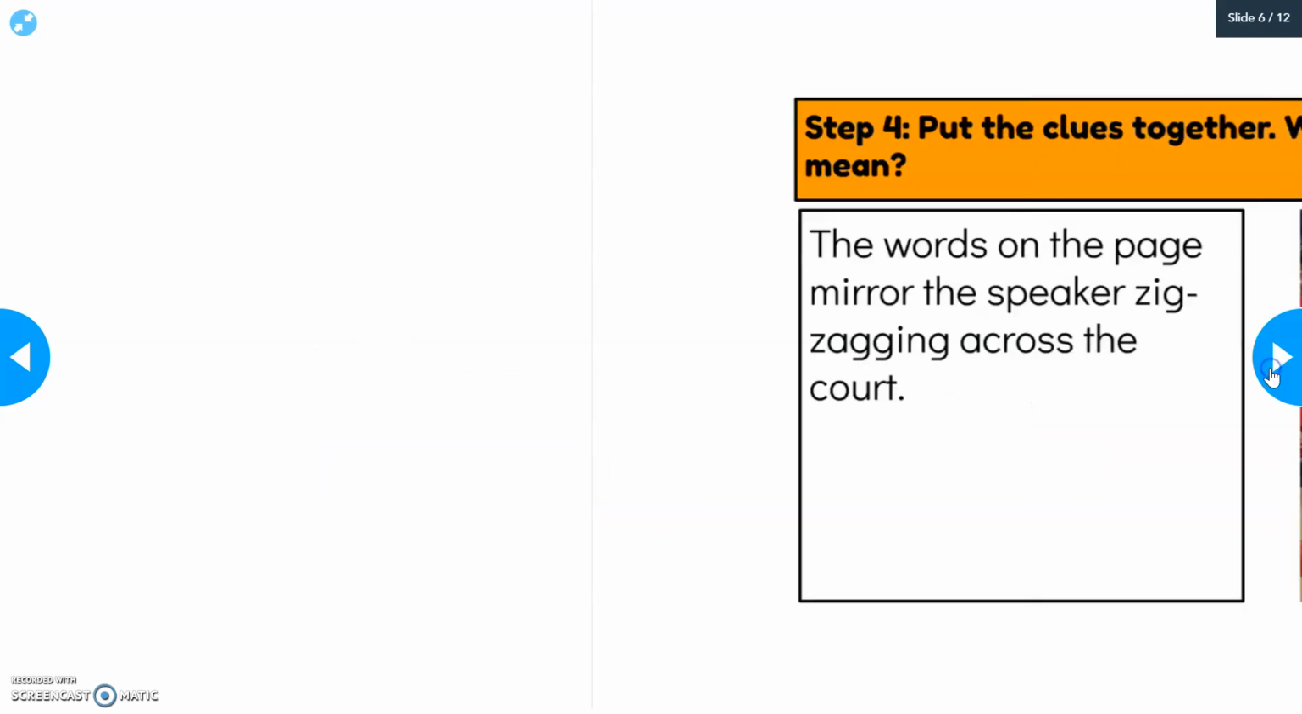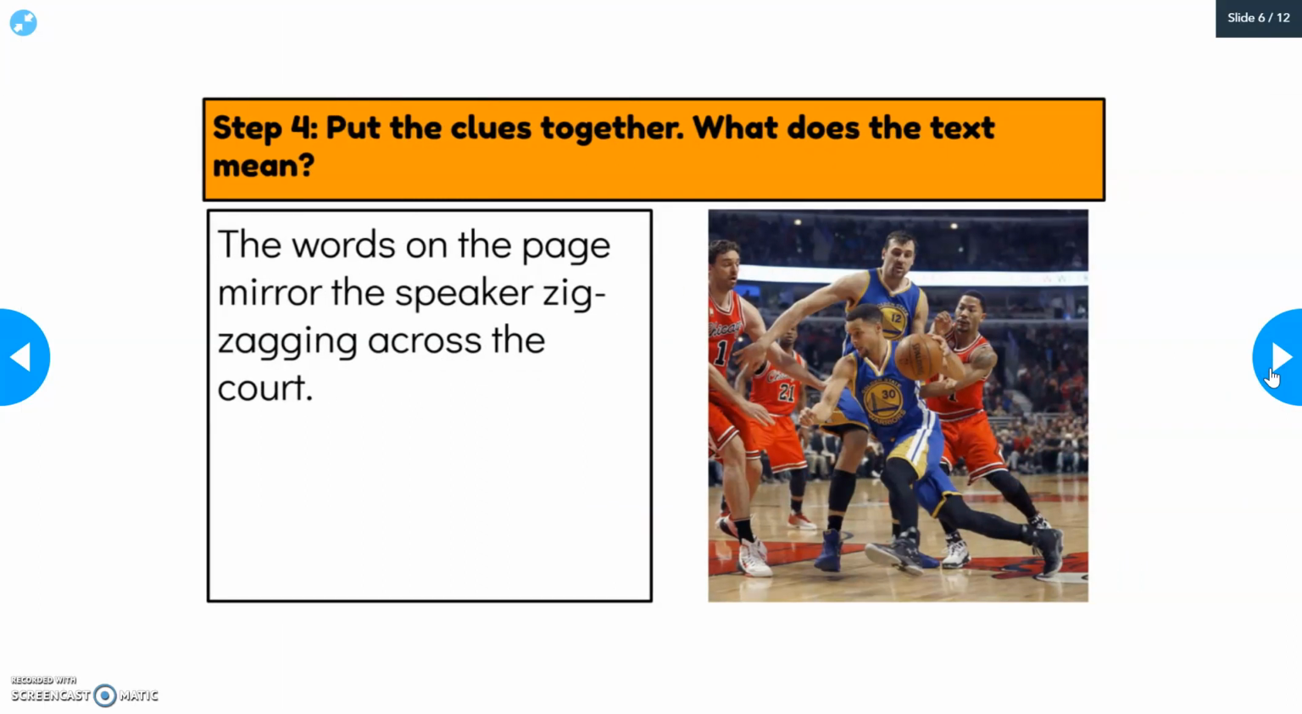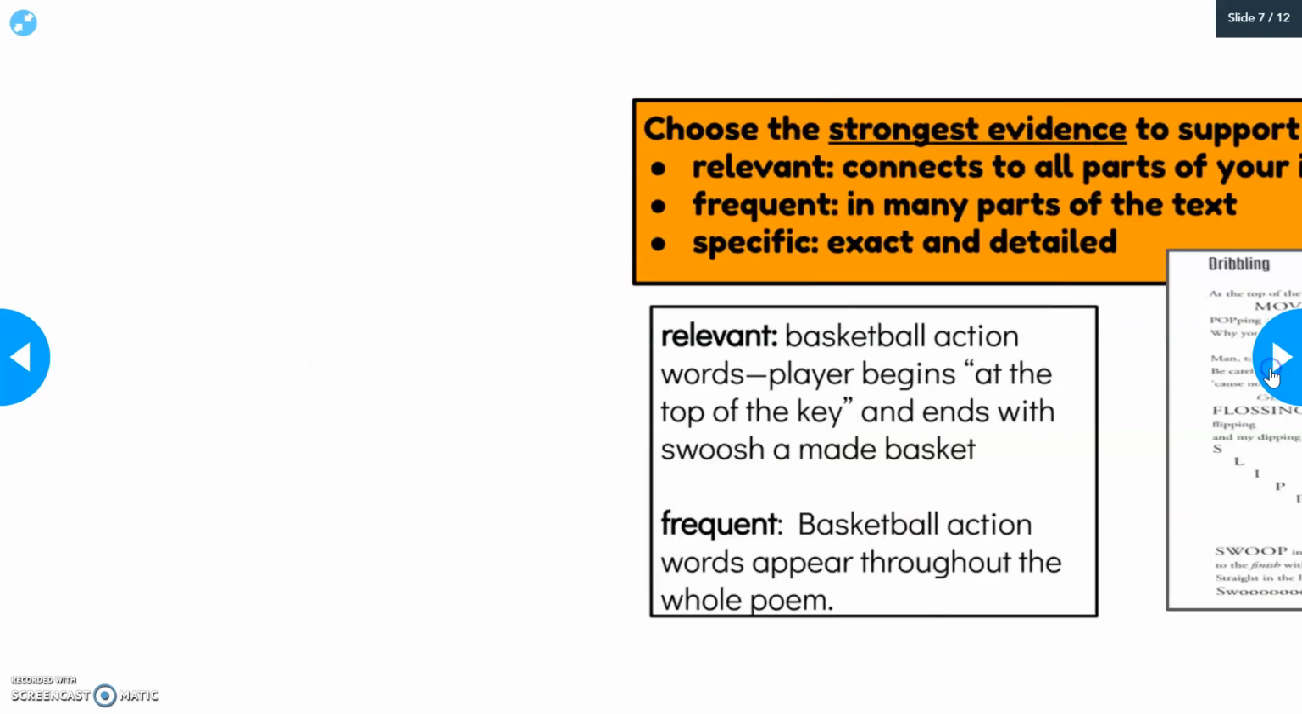So I'm going to put all those clues together, including what I know, and I'm going to think, why did the author do this? And I'm going to make an inference, right? And so I believe that the words on the page mirror the speaker zigzagging across the court, right? The speaker being Josh, who is a basketball player, right? And so the words on the page mirror Josh zigzagging across the court, ending with him making the ball into the basket, swoosh.